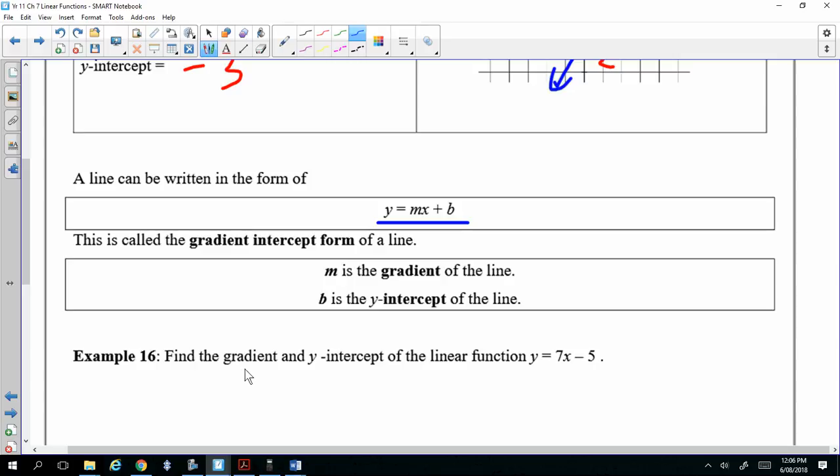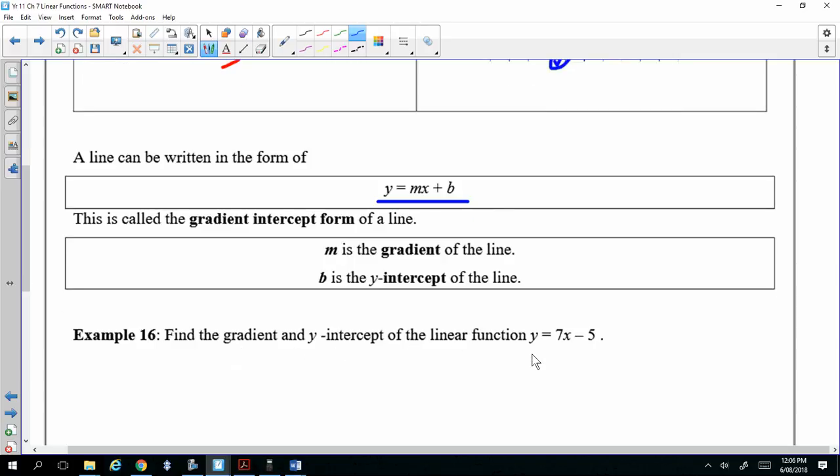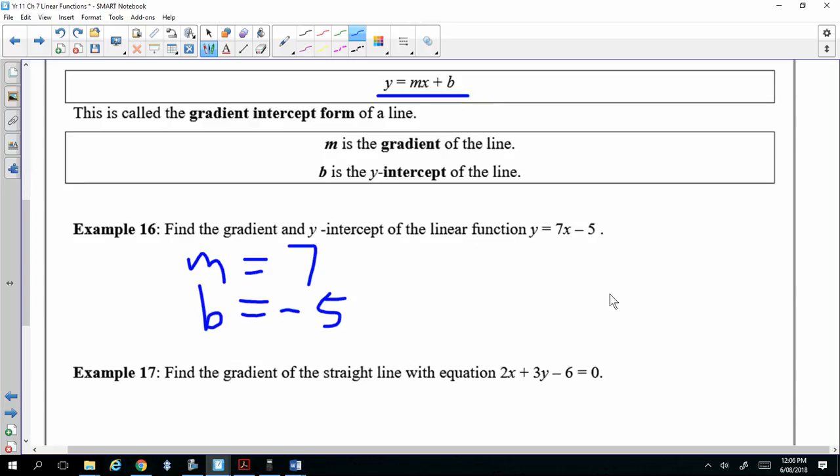Find the gradient and the y-intercept of the linear function. So what's the gradient? What's the y-intercept? You can just read it off. Katie, what's the gradient? 7. And Lisa, what's the y-intercept? -5. Be careful, the negative goes with it. Alright, once we do that, we'll do the next question.